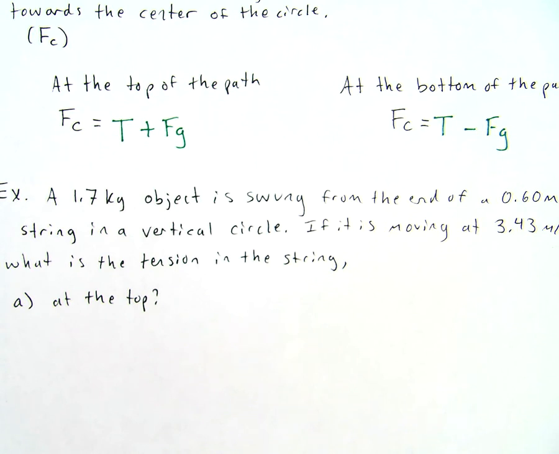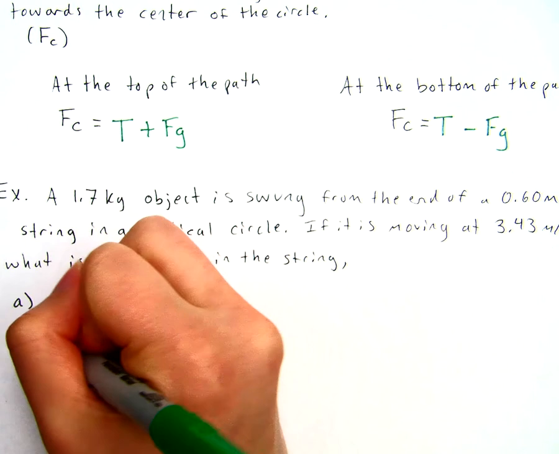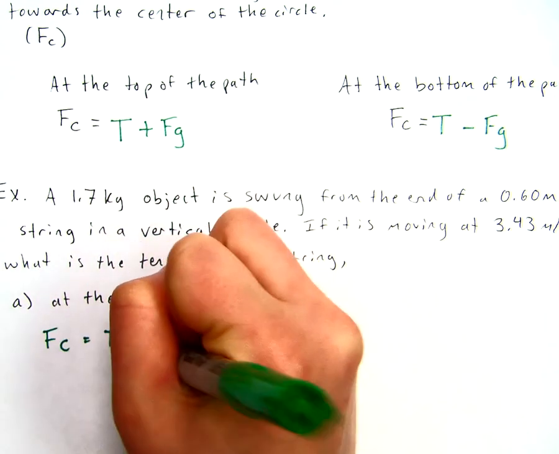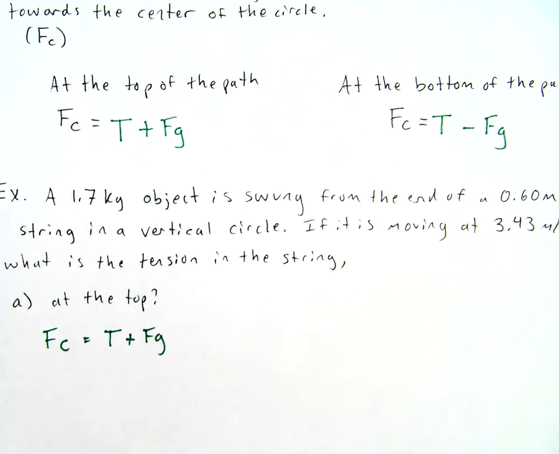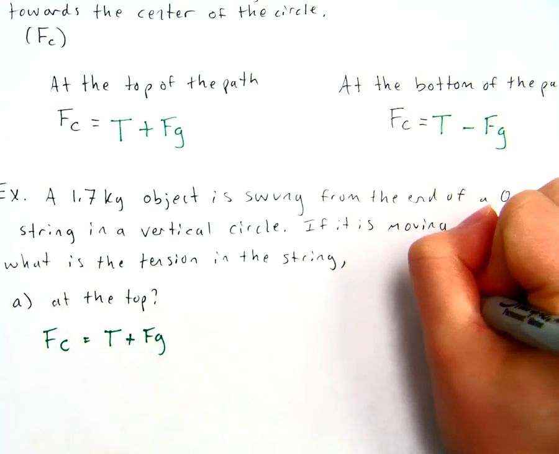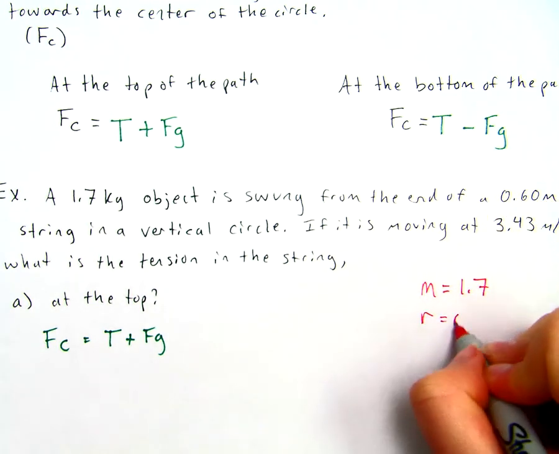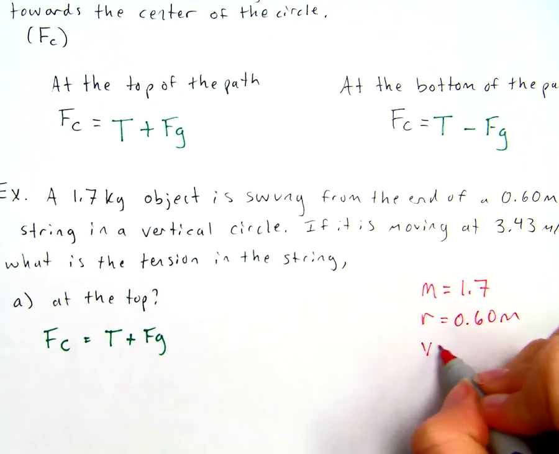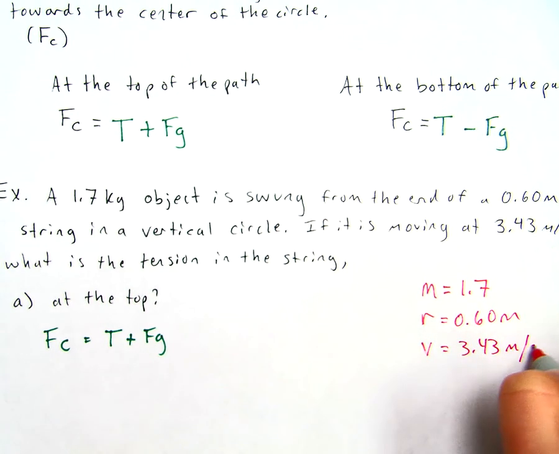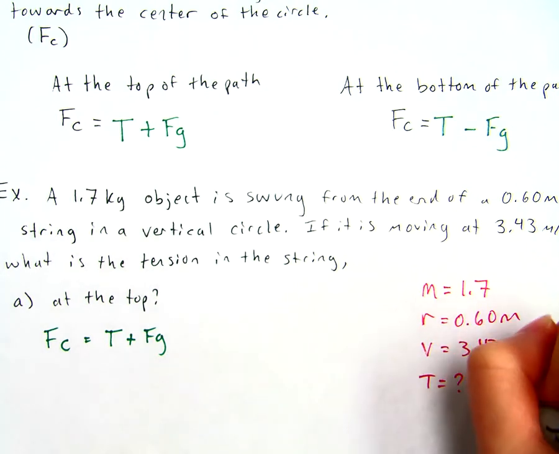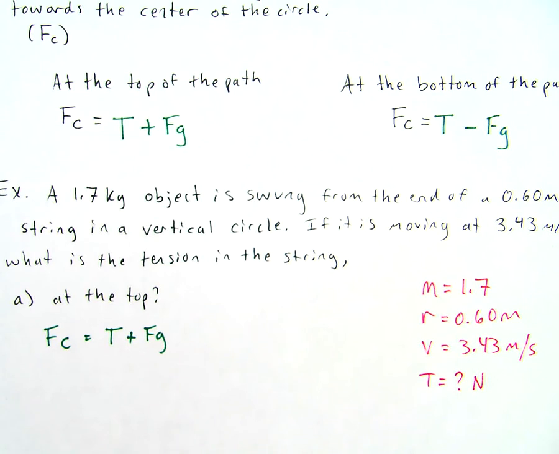So for part A, I'm not going to draw another free body diagram. It's the same as the top. So we're going to simply be looking at Fc is equal to the tension plus Fg. Before we get any further, let's look at what they gave us. We know that we have a mass of 1.7, a radius of 0.60 meters, and a velocity of 3.43 meters per second. We do want to solve for tension, and tension is a force, so we will have a unit of newtons.